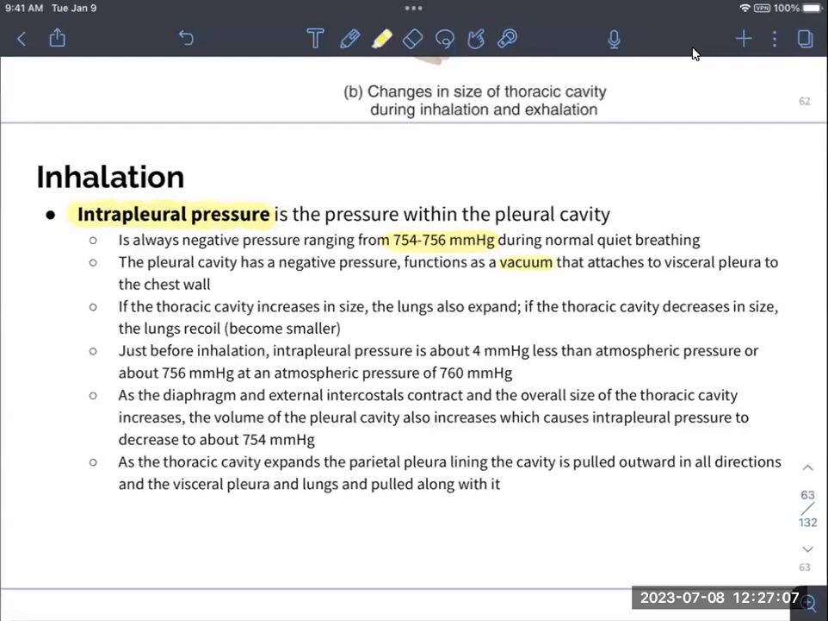So this says, if the thoracic cavity increases in size, the lungs are going to expand because that parietal pleura is attached to that chest wall, which is going to cause those lungs to expand.